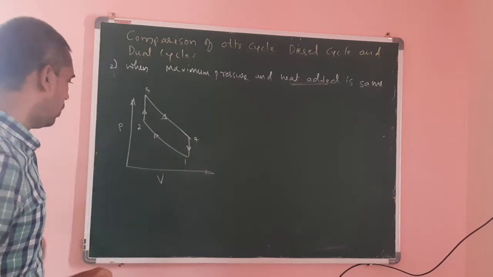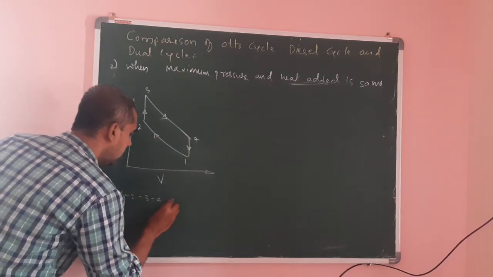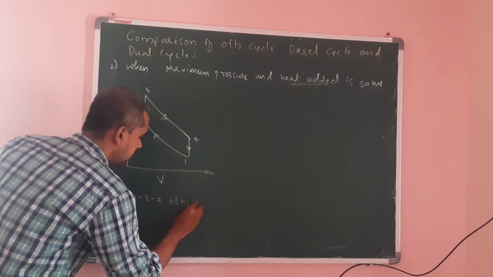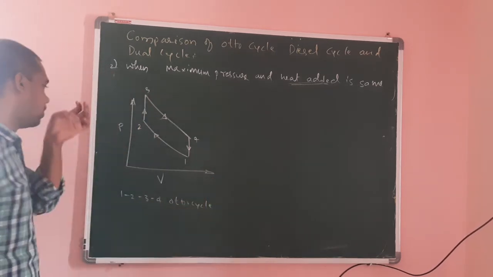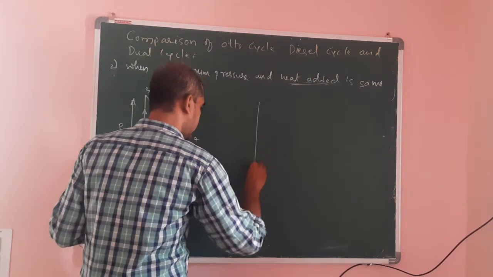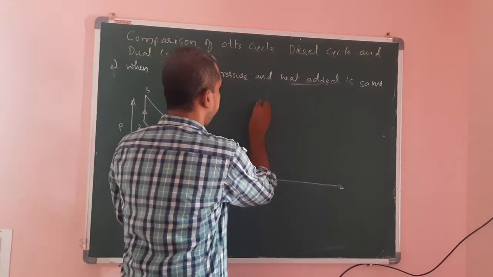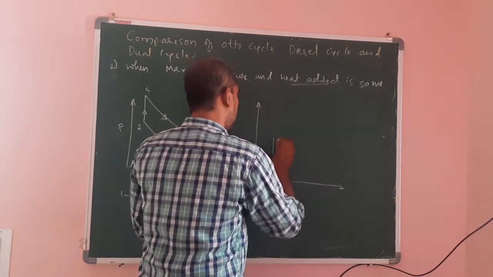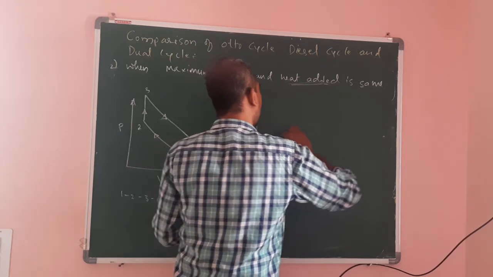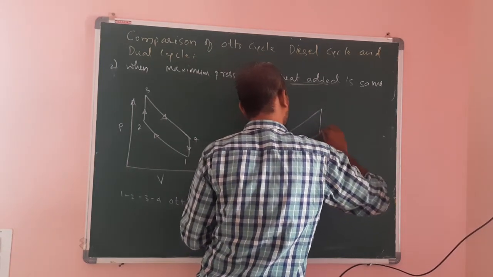Now what have they given? This is 1, 2, 3, 4. It is an Otto cycle. If I draw its TS diagram, it will be like this: 1 to 2, 2 to 3, 3 to 4, and 4 to 1.